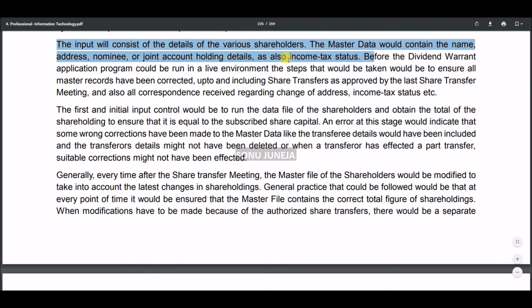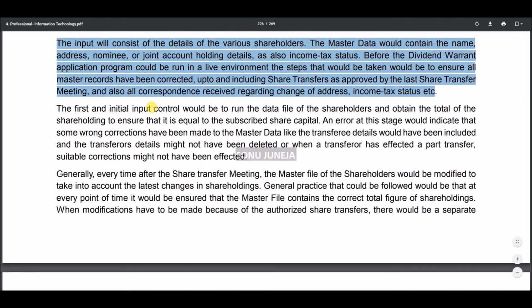The master data would contain the name, address, nominee, joint account holding details, income tax status. Before the dividend warrant application program could be run in a live environment, steps would be taken to ensure that all master records have been corrected up to and including share transfers as approved by the share transfer meeting. Also, all the correspondence received regarding the change of address, income tax status, etc.